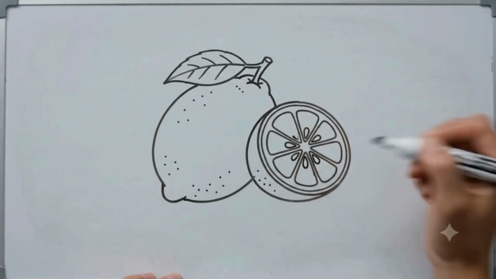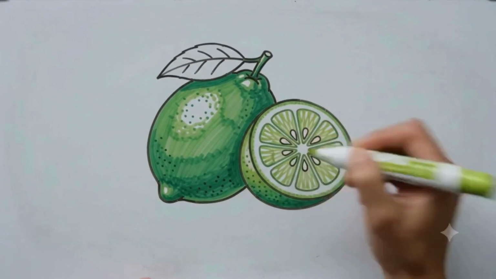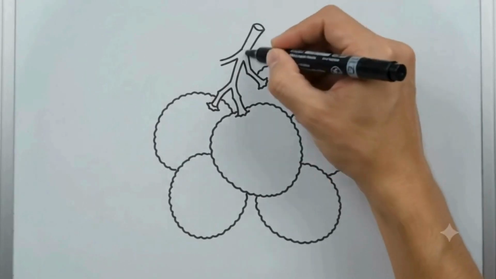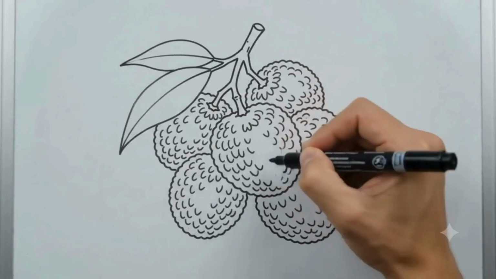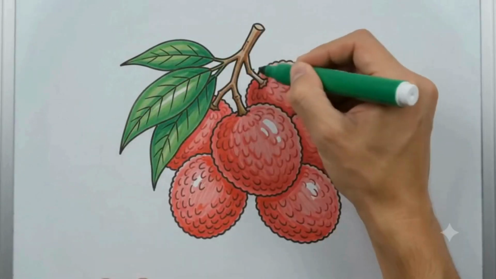Lime is green in color. Lychee is pink in color.